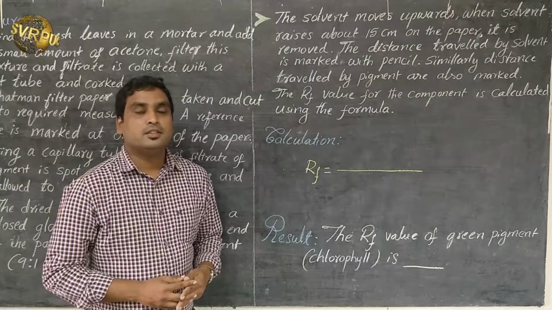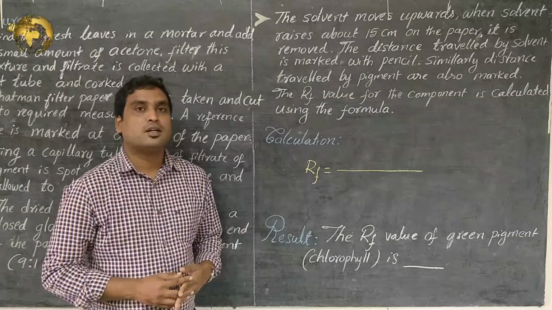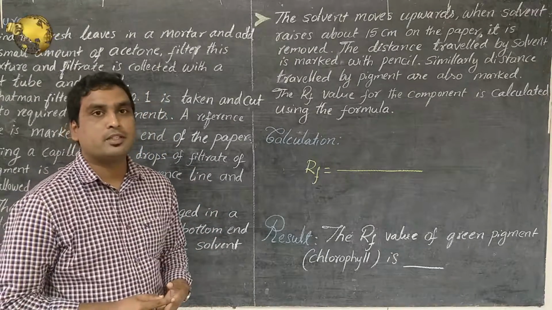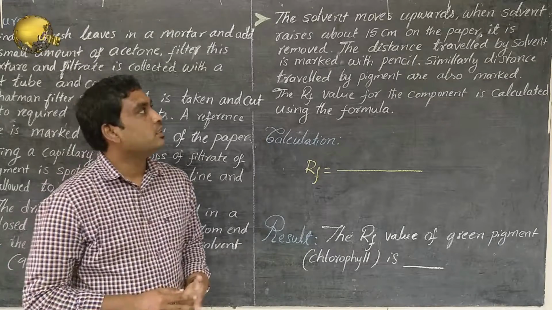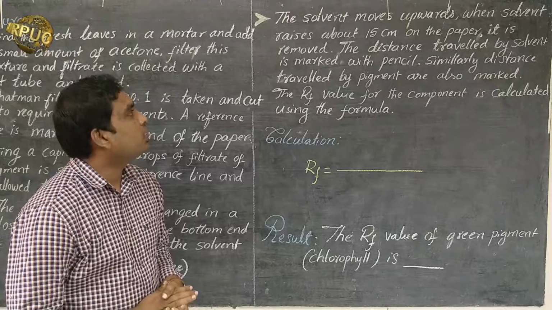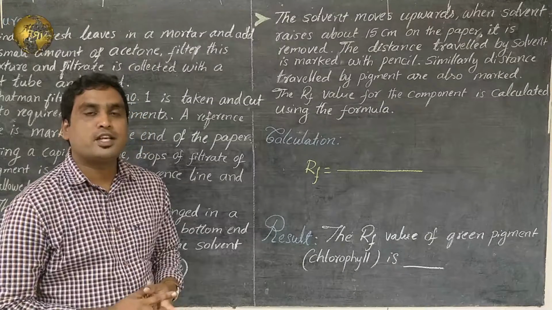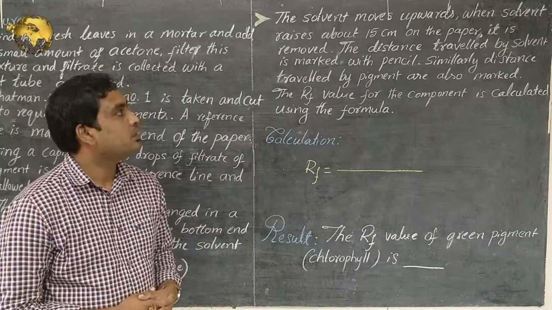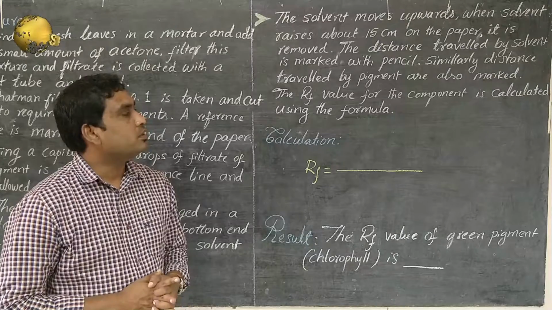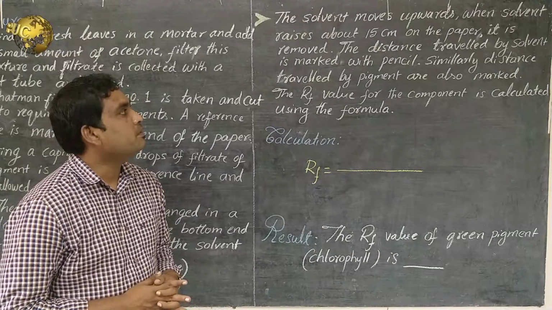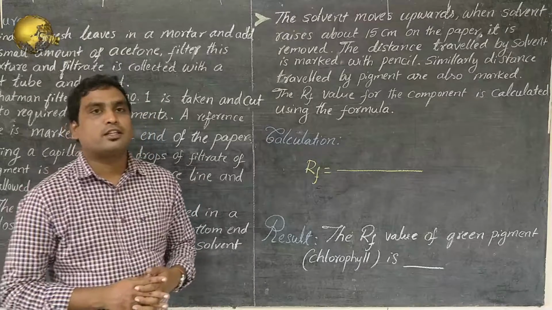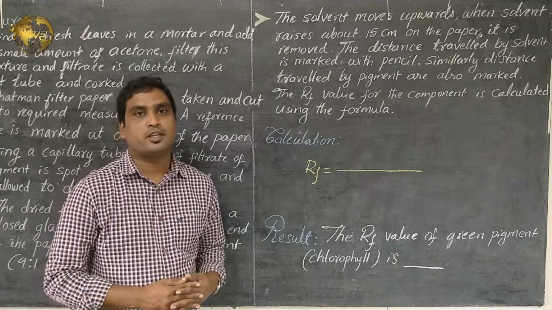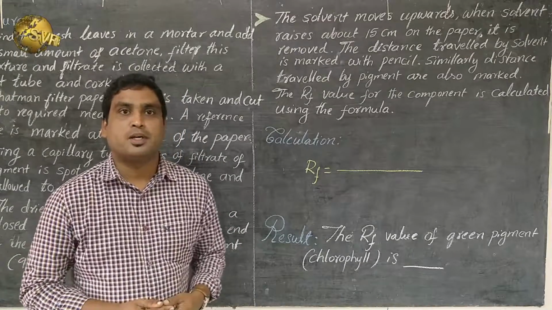Due to capillary action, the solvent in the glass jar moves upward. When the solvent rises about 15 cm, we remove the paper from the glass jar, and the distance traveled by the solvent is marked with a pencil. This distance is called the solvent front. Similarly, we mark the distance traveled by the pigment, and the retardation factor, that is the RF value, can be calculated using the formula. Students, now we can move on to the demonstration part.